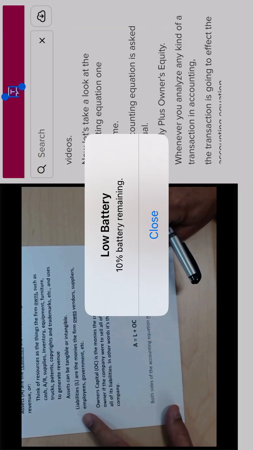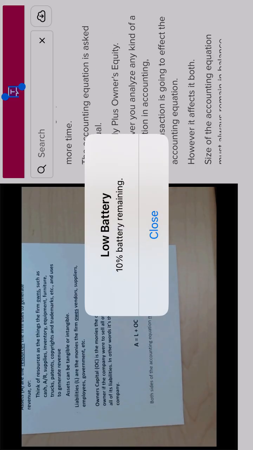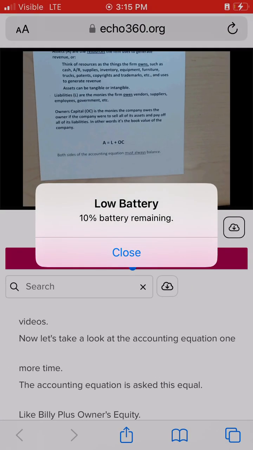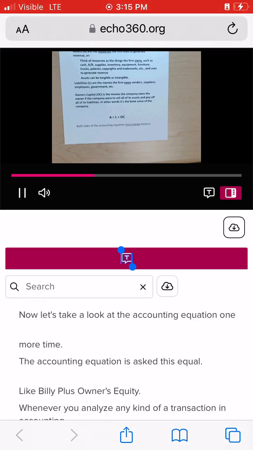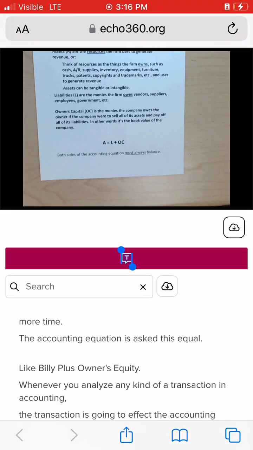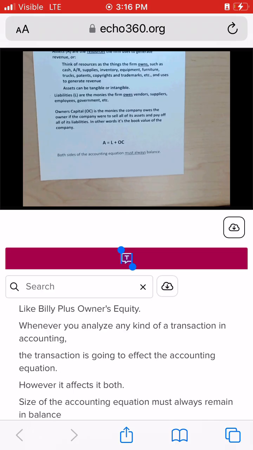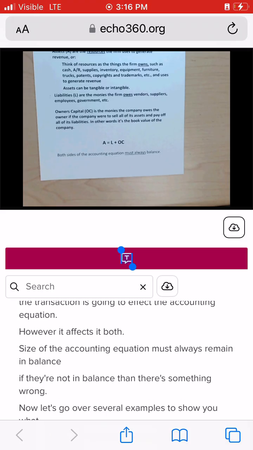Now, let's take a look at the accounting equation one more time. The accounting equation is assets equal liability plus owner's equity. Whenever you analyze any kind of a transaction in accounting, the transaction is going to affect the accounting equation. However it affects it, both sides of the accounting equation must always remain in balance. If they are not in balance, then there's something wrong. Now let's go over several examples to show you what I mean by the accounting equation must always stay in balance.